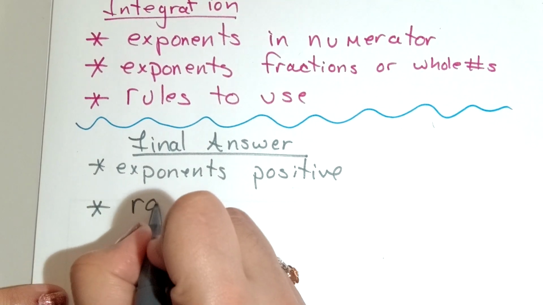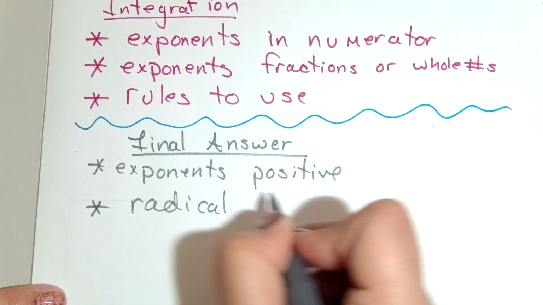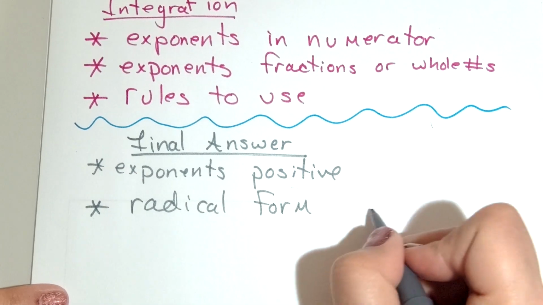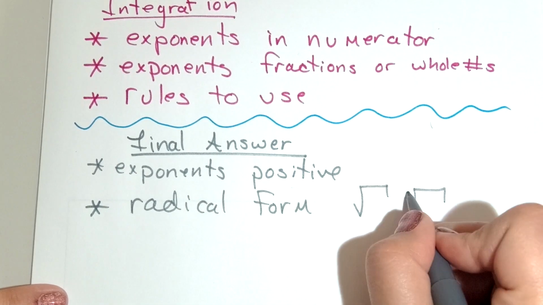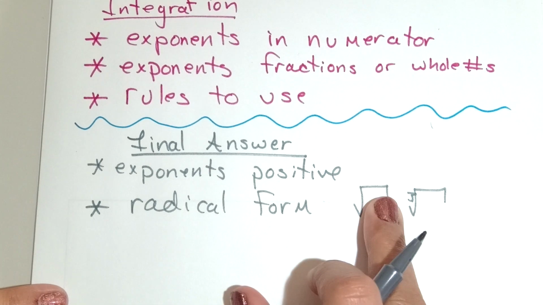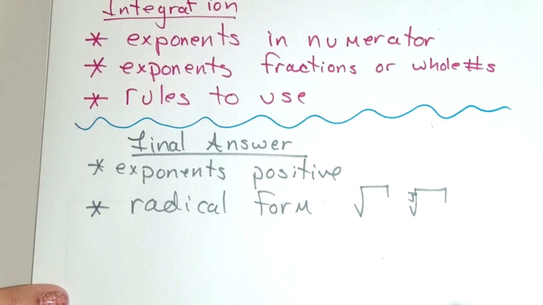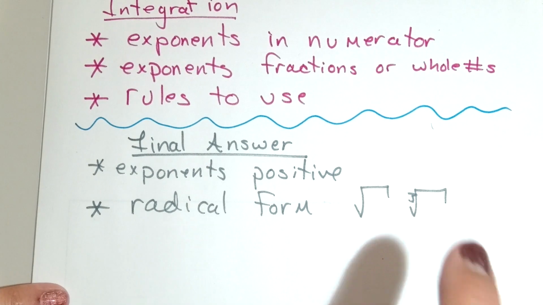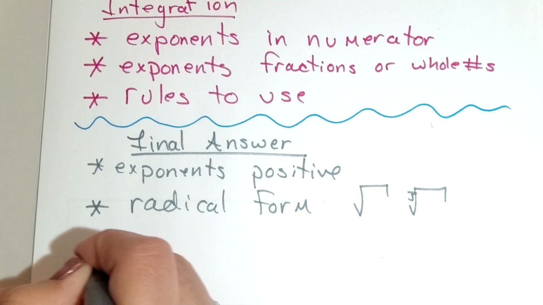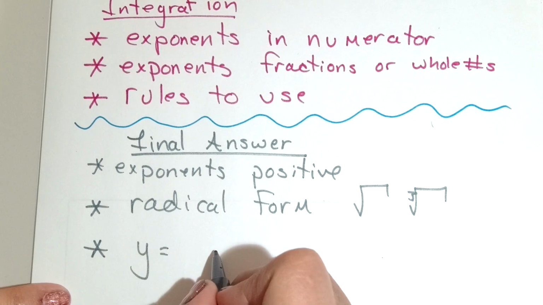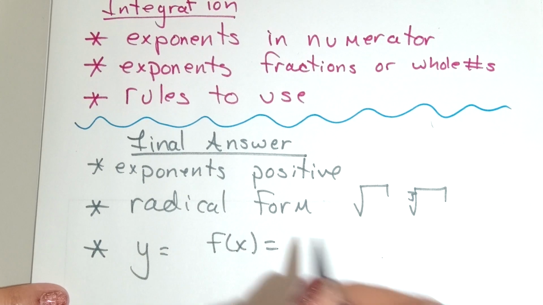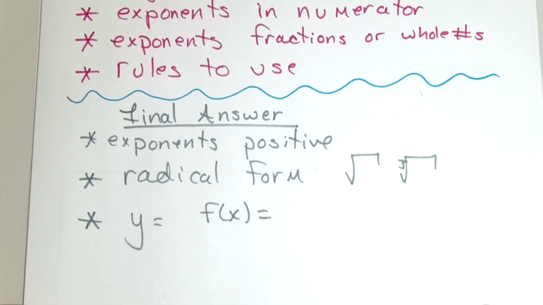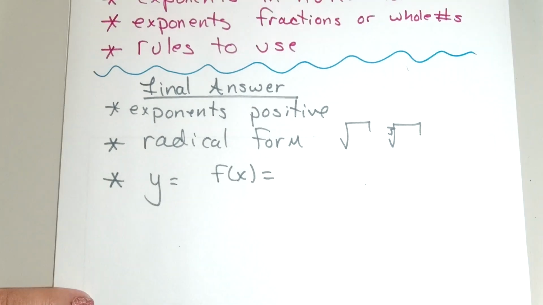Make sure that you have radical form. That means the square root, the cubed root. These are just examples. Fourth root, fifth root. Make sure it goes from fractions to radicals. Make sure you have y equals or f of x equals. If you don't have these things, you won't get the full credit, even if all of the other things are correct.